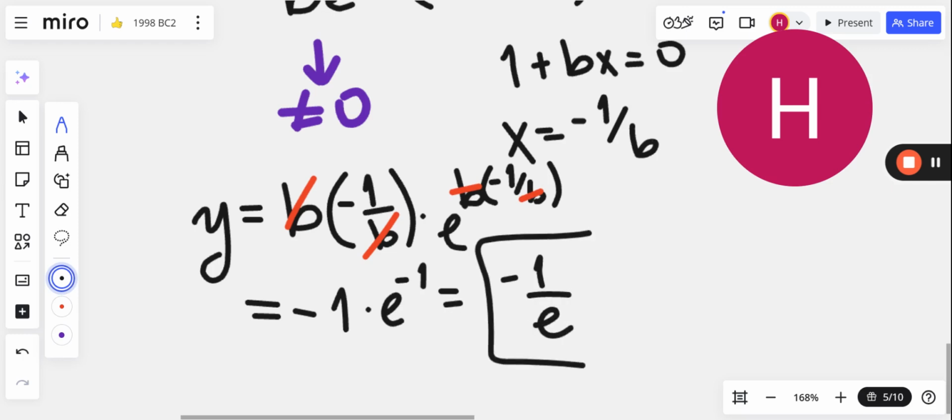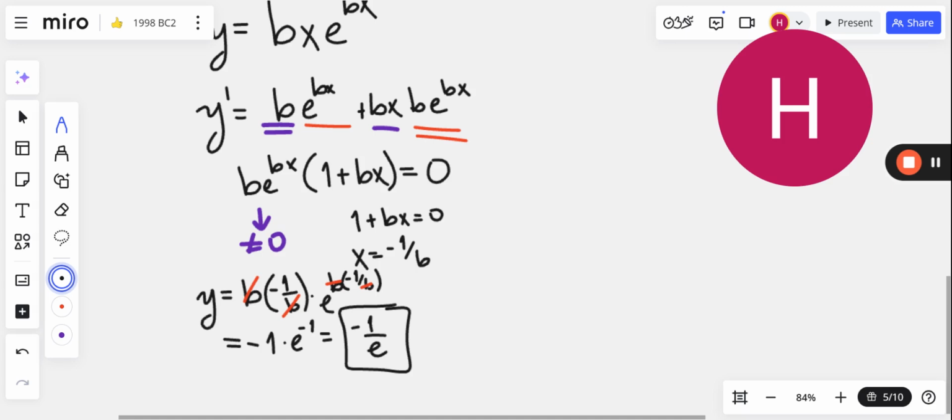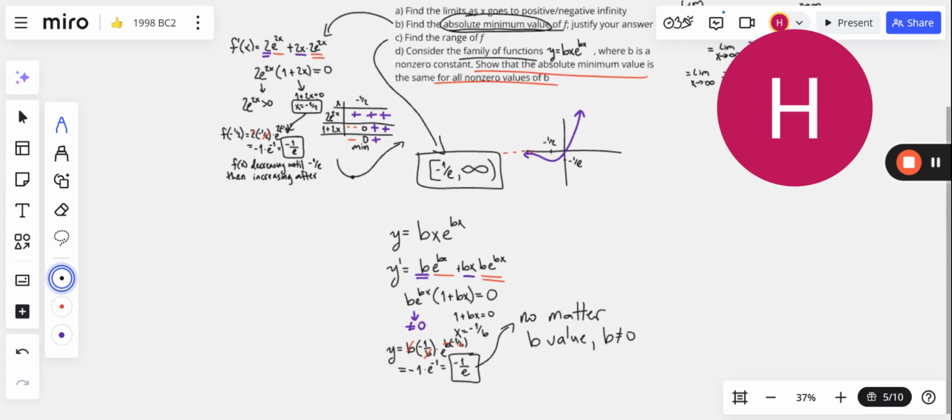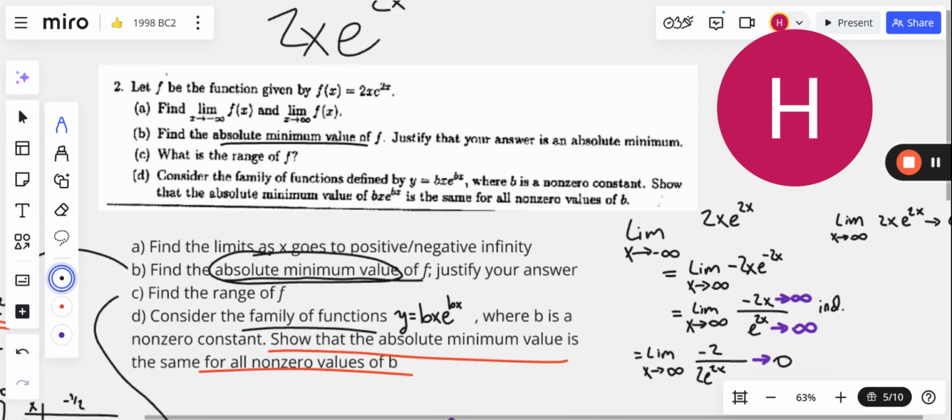So no matter what the b value is, our minimum will always be negative 1 over e, as long as b is not equal to 0. And that is a full-fledged AP Calculus problem from 1998 on the BC exam.